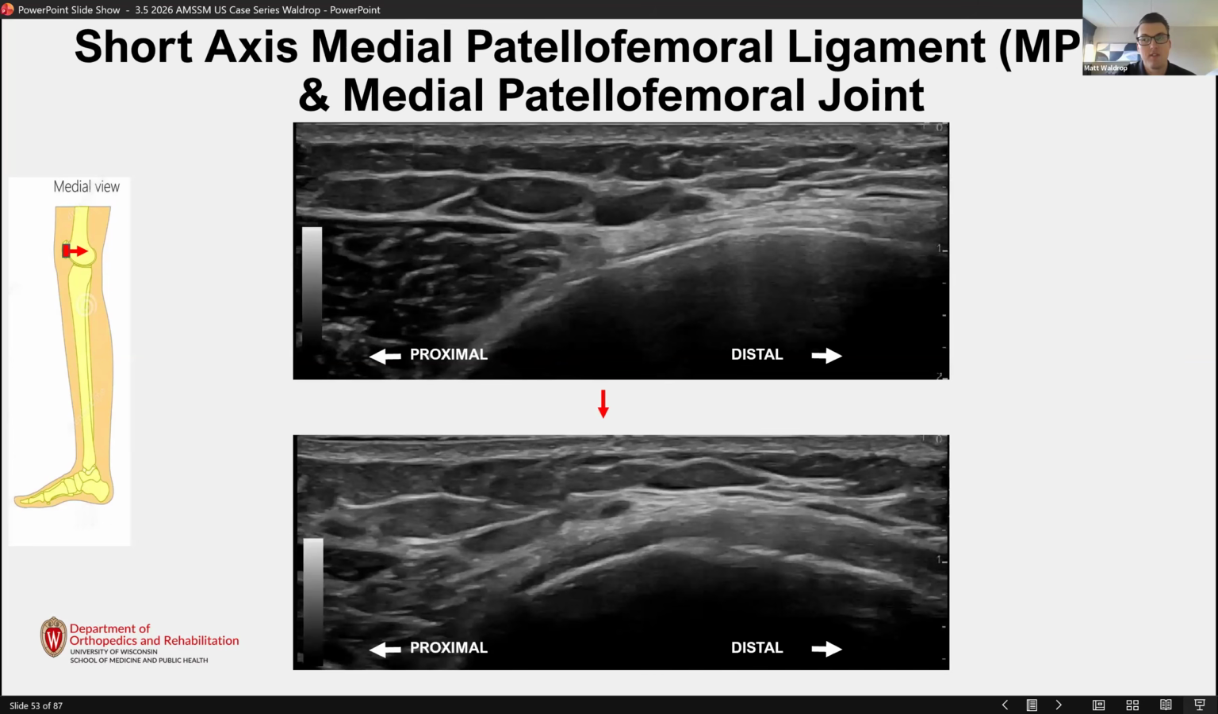The structure can be difficult to see in short axis as it can get pretty lost within that broad MPR. But if you rotate that transducer 90 degrees again, when you're evaluating that MPFL in long axis, then you can find it in short axis, just keeping it in the middle of your screen. And then you can again follow it medially to its insertion. In our patient, this was considered a normal exam.